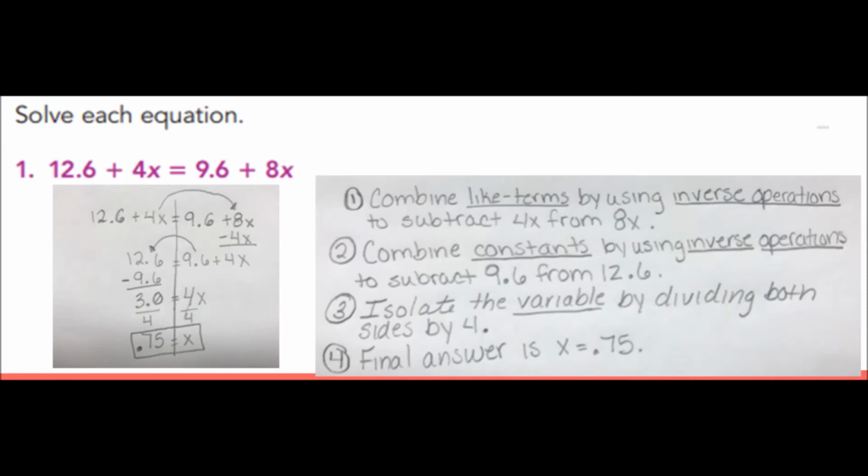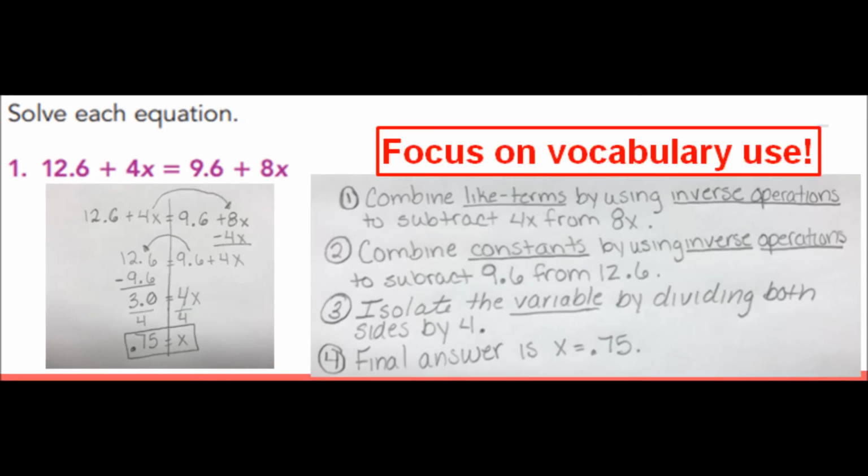Again, we talked about this earlier. Focus on vocabulary. Have them underline their vocab throughout. So you can see, like the first step says, combine like terms by using inverse operations to subtract 4x from 8x. So again, we're trying to get them to use vocabulary as they go through this. This is, again, a great way to get them to explain their reasoning and explain their thought process throughout. You can have them partner share this and see if their steps line up or if someone solved it a little bit different. It also could work for a word problem.